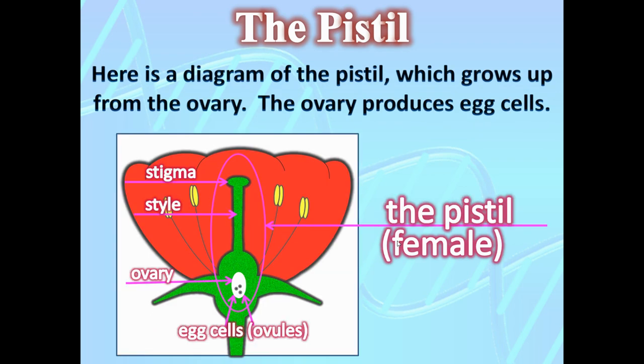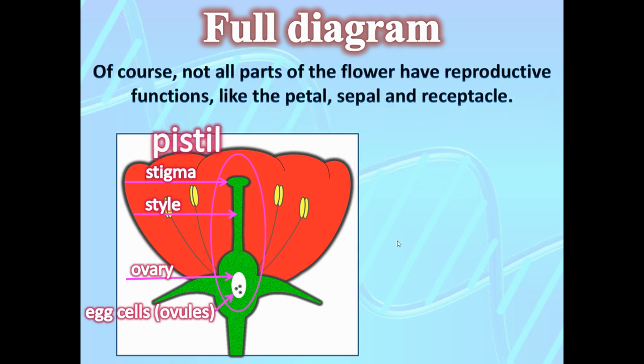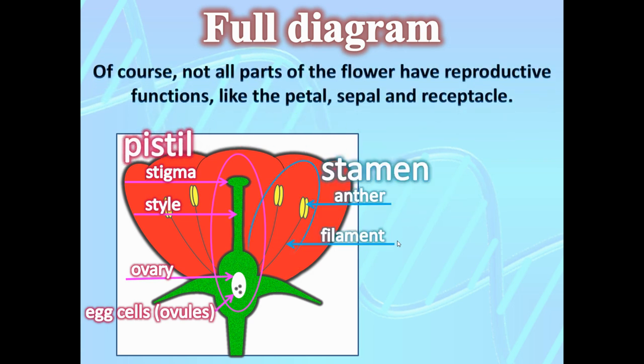The ovary produces egg cells called ovules. Full diagram. Of course, not all parts of the plant's flower have the reproductive functions, like petal, sepal, and receptacle.